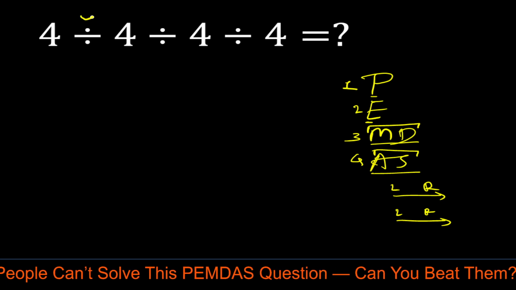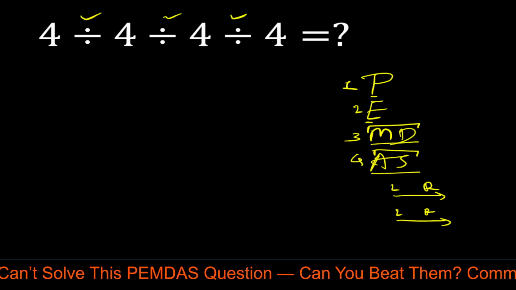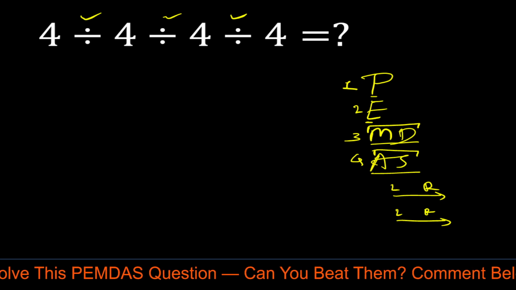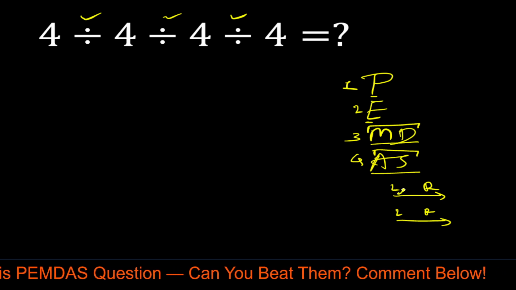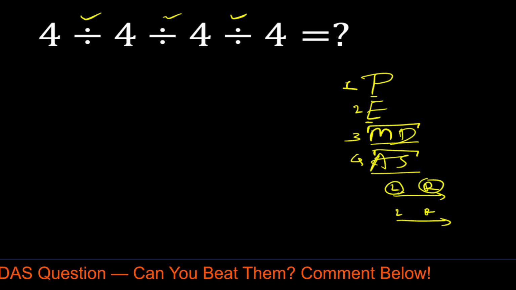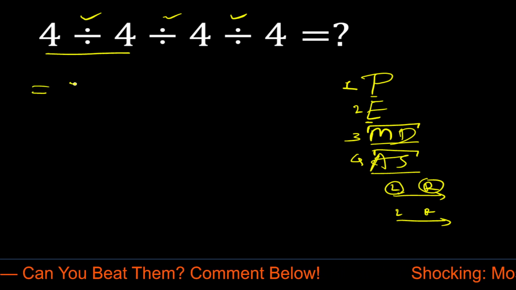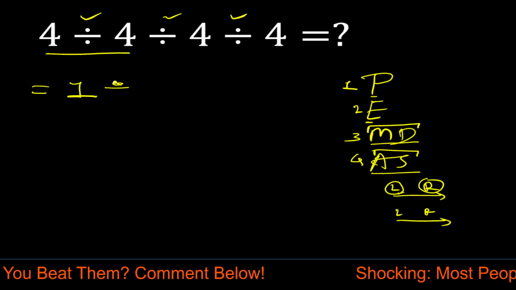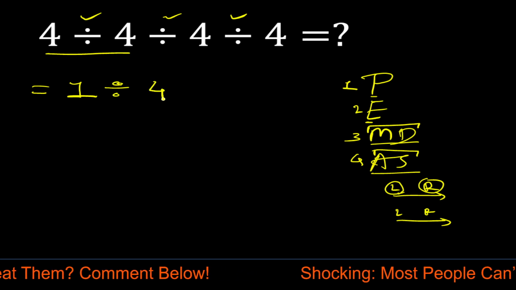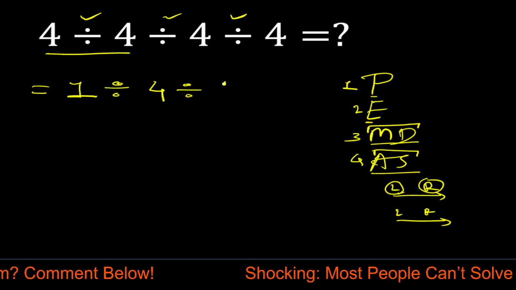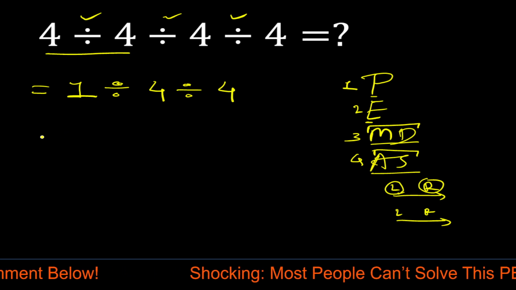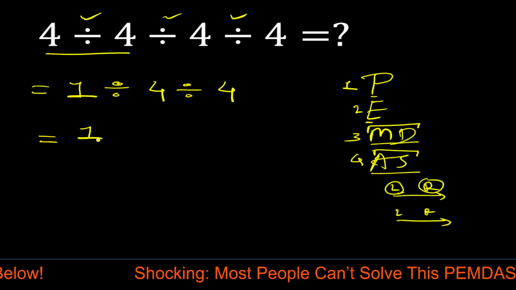So in this question, here we have division, and here division. And all have equal priority, so we have to solve it from left to right. So first we have to solve this division, right? So 4 divided by 4 is equal to 1, divided by 4 divided by 4. Now 1 divided by 4 can be written as 1 upon 4, right?